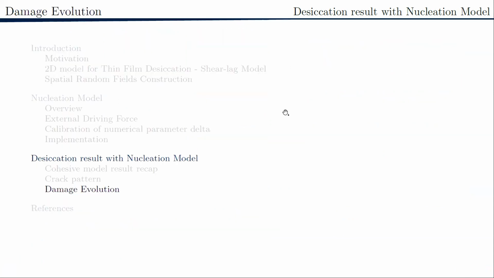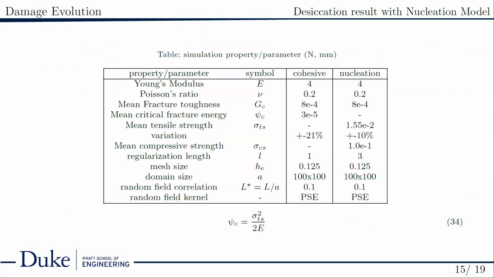We wanted to compare the damage evolution of both models from the same random field of tensile strength and the corresponding critical fracture energy. I have tried my best to make the two simulations apples to apples. For a plus minus 10% variation in the tensile strength field, the corresponding critical fracture energy field will be of plus minus 21%.